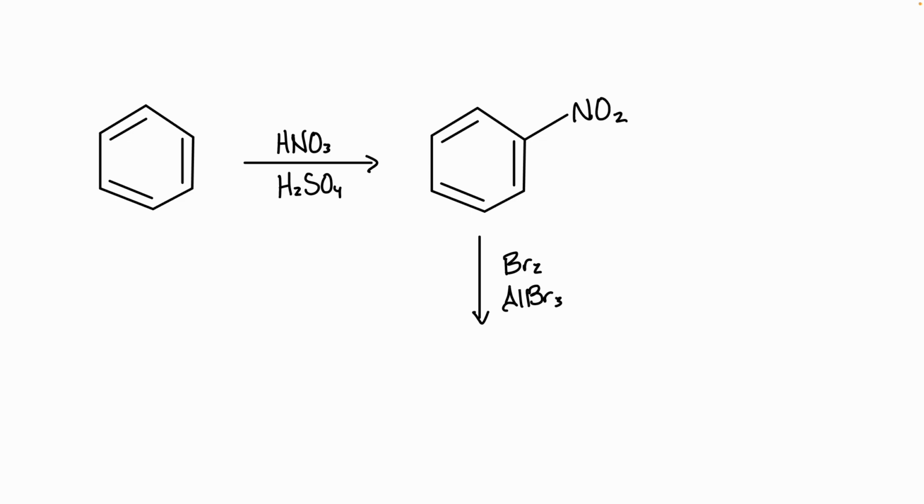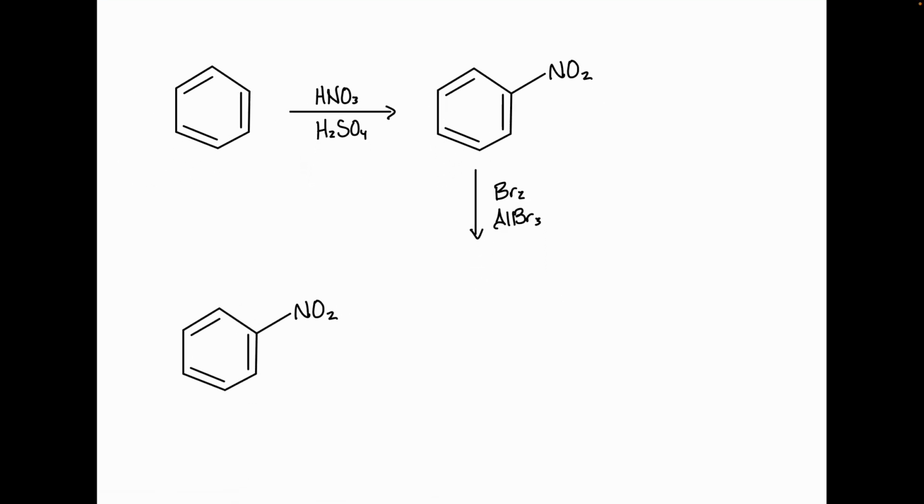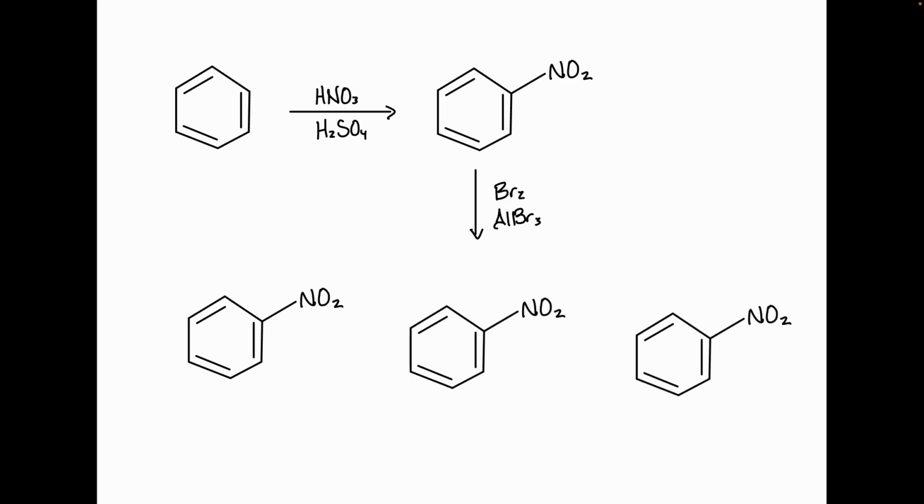Bromine and aluminum bromide is going to stick what on this ring? A bromine. All right, but now we got a question of where that bromine is going to go. We have 3 different possibilities here. It can go right next door to that nitro group. What do we call that position, the next door neighbor position? Ortho. So we could get the ortho product, or it can be one removed.